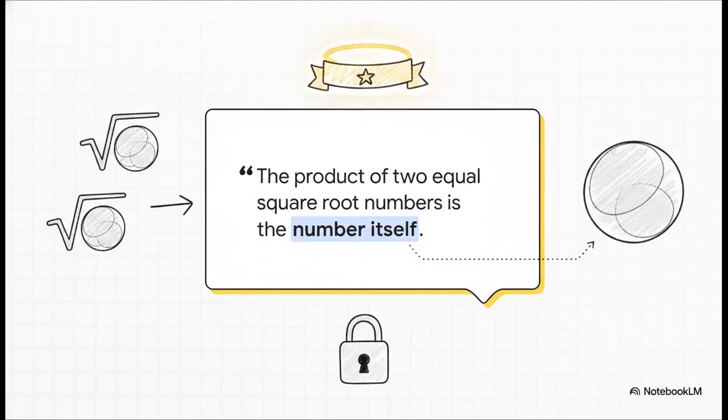Before we move on, I really want you to lock this into your memory because it's a golden rule. Multiplying a square root by itself magically frees the number from its root symbol. So if you take the square root of 2 and multiply it by the square root of 2, you just get the whole number 2. It essentially acts as a complete cancellation of the root operation. It's just simple, elegant logic.